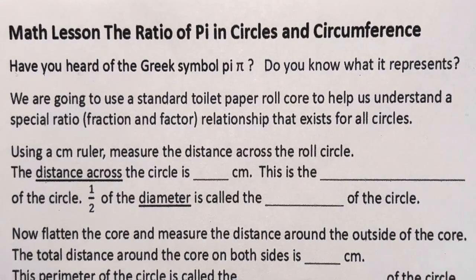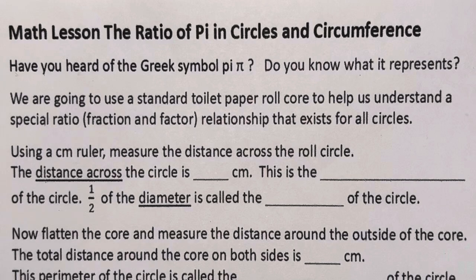Good morning, this is Mr. Elmhorst. In this math lesson, we're going to take a look at this ratio within circles where we can calculate something called pi, and we're going to use this in circles, circumference, and then also when you get into area.